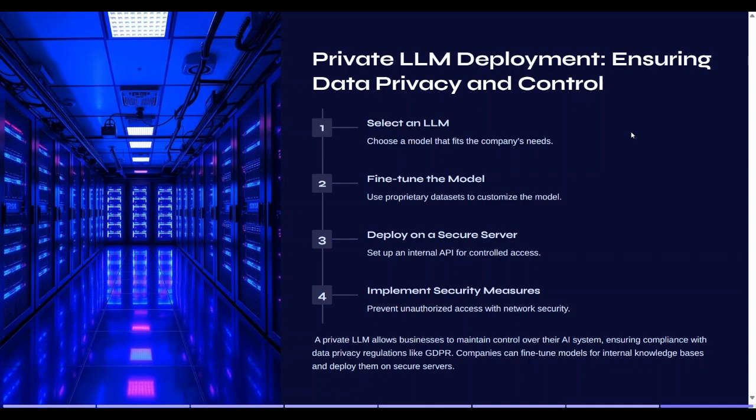And next is base model uses. How it works: a base model is an unmodified LLM that performs general tasks like text generation, translation, and question answering. It works without fine-tuning but may not be optimized for specific use cases. The use cases are casual conversation, creative writing, AI-generated poems, stories, and scripts, and general knowledge assistance.